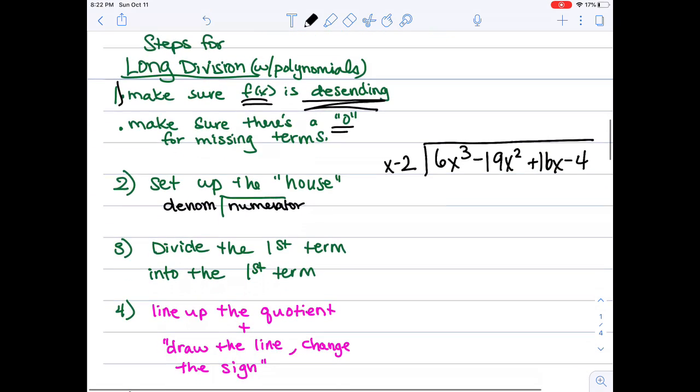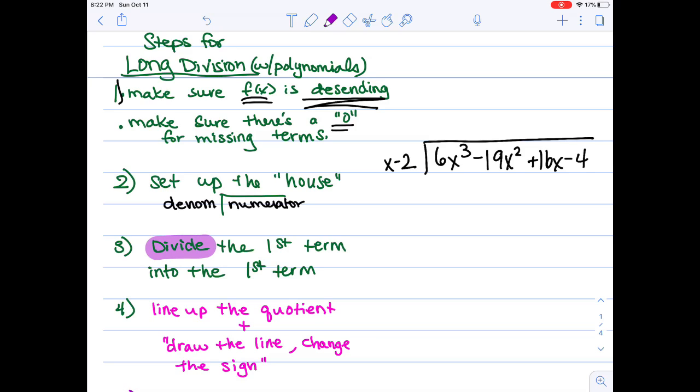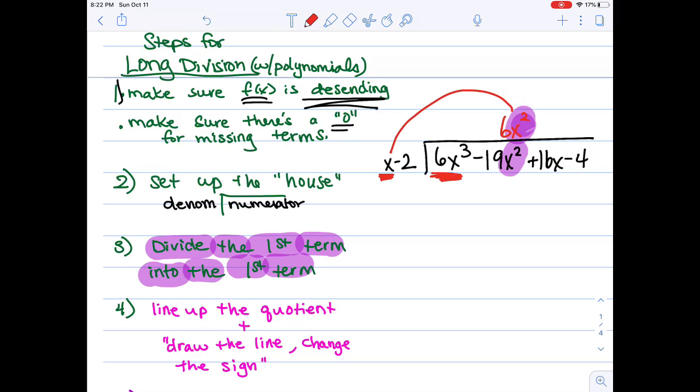Okay? Our next step is to divide the first term into the first term. So here's what that means. This first term, x, is going to go into 6x cubed. So what is 6x cubed divided by x? We know it's 6x squared. And I'm putting it here because this is the x squared column, okay?